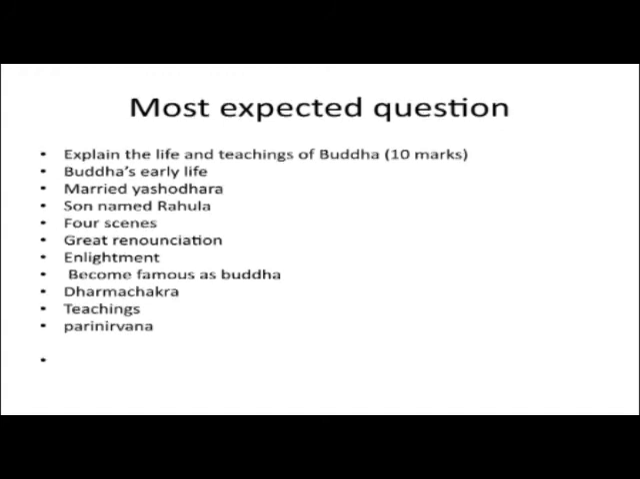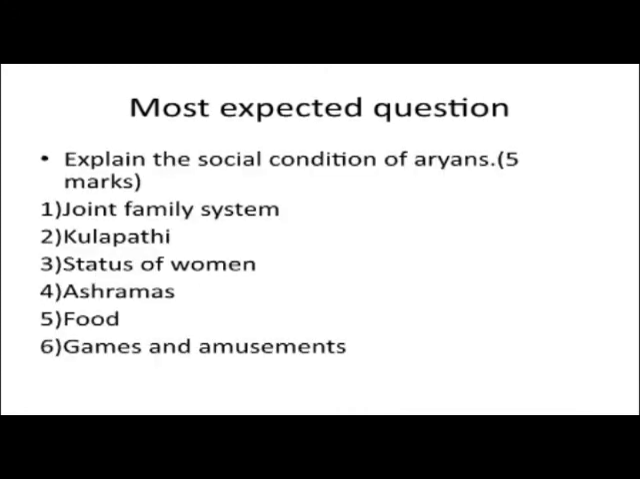I'll just repeat. During the Vedic period, the joint family system was in existence. So they had joint family, not the nuclear family. And second, whoever was the eldest male member of the family was considered head of the family and was called Kulapati or Grihapati. During those periods, the status of women was very high. They were nowhere lesser than men.